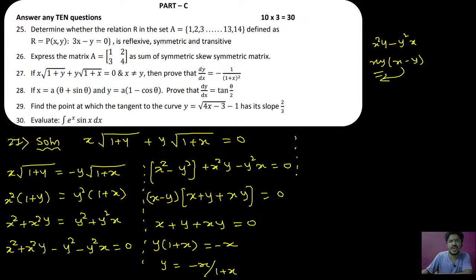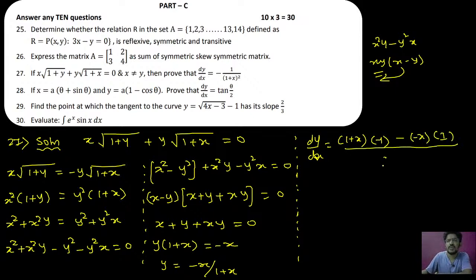Now you just differentiate it by the u by v rule. So dy by dx equals 1 plus x, as the differentiation of minus x is minus 1. You take the minus here, write minus x as it is, and the differentiation of 1 plus x is 1, divided by 1 plus x whole square. You can see here, minus 1 minus x, minus into minus is plus x. So minus x plus x will get cancelled. You are going to remain with minus 1 by 1 plus x whole square.